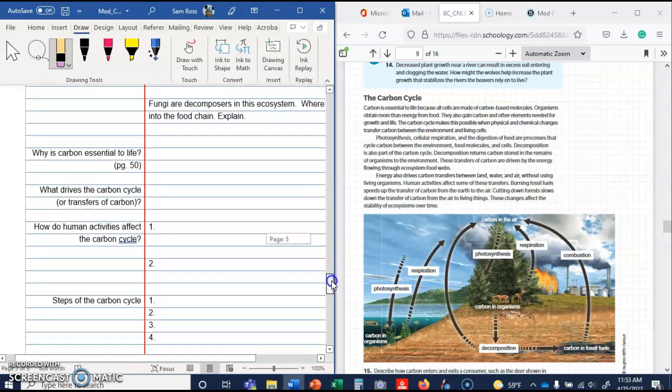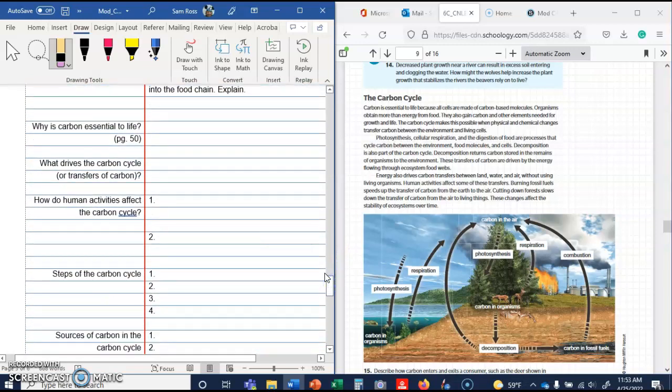We stopped here. Why is carbon essential to life? And this is on page 50. The first sentence here under the carbon cycle says, carbon is essential to life because all cells are made of carbon-based molecules. So that's your answer there.